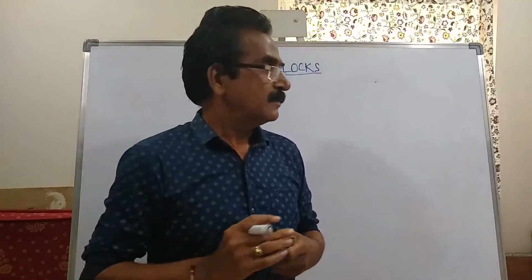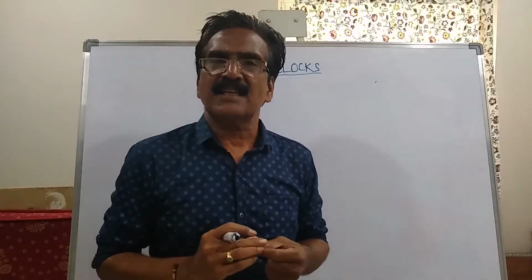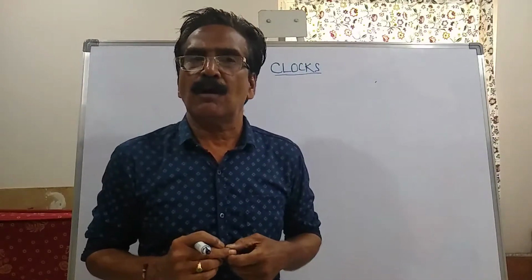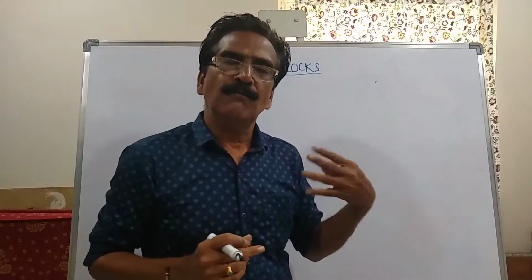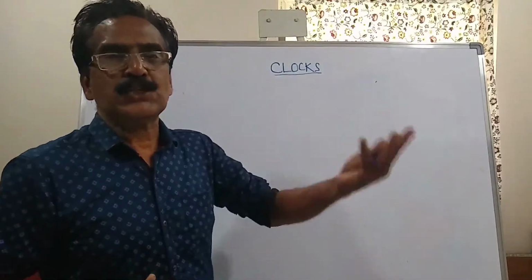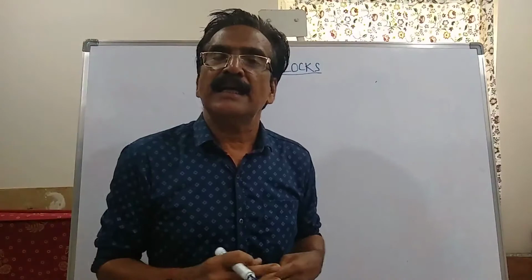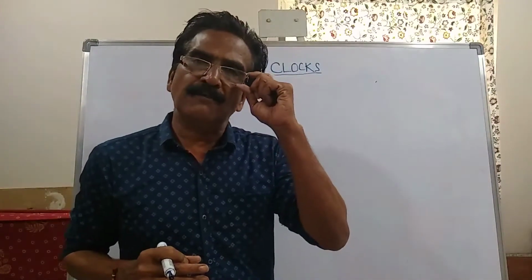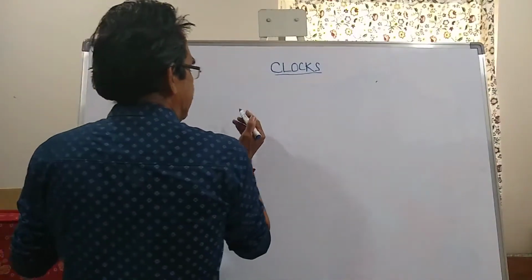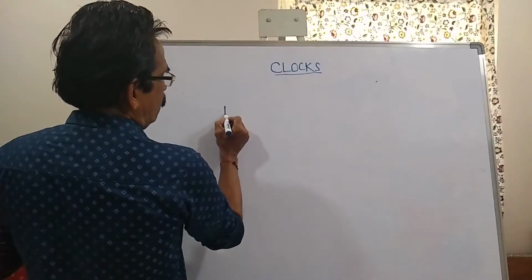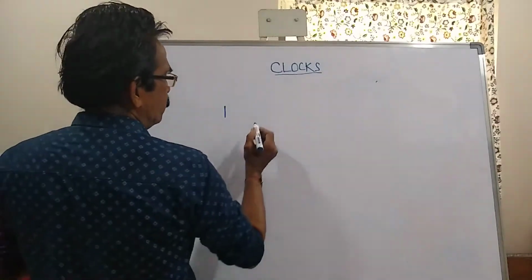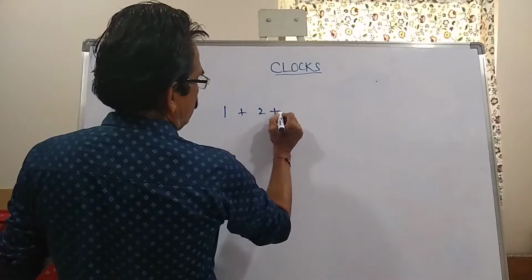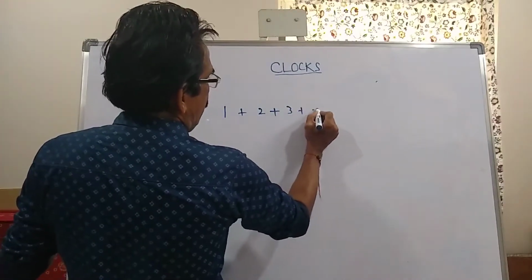A clock strikes 1 at 1 o'clock, twice at 2 o'clock, thrice at 3 o'clock, 4 times at 4 o'clock, and so on. What is the total number of strikings in a day? So at 1 o'clock the clock strikes 1 time, at 2 o'clock 2 times, at 3 o'clock 3 times, and so on.